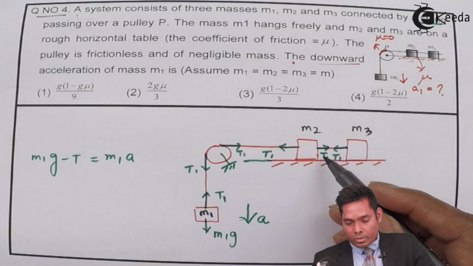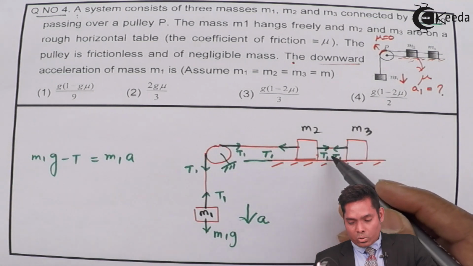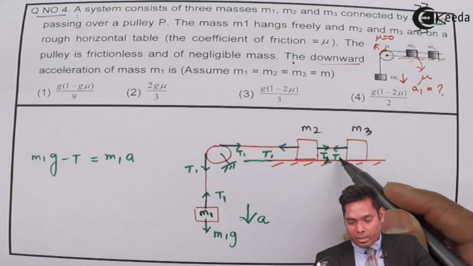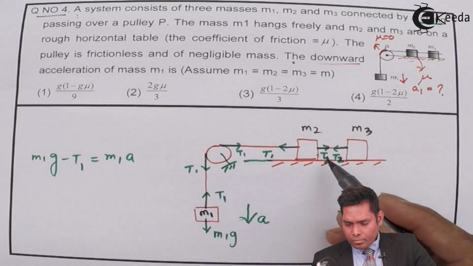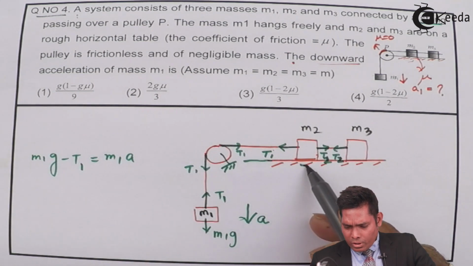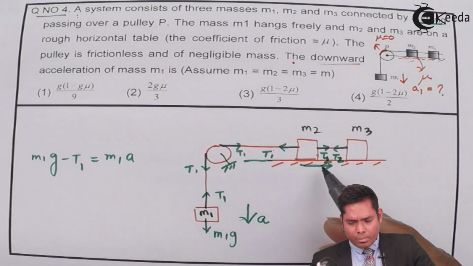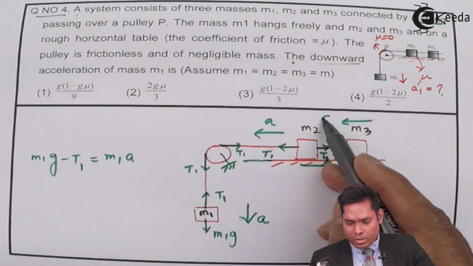So this tension is more than this tension. This is tension 2, so I will consider T2 here. I will consider T1 here. T1 minus T2, and also there is a friction which will act in the opposite direction, because the body has to move in this direction with acceleration a. This also has to move with acceleration a.